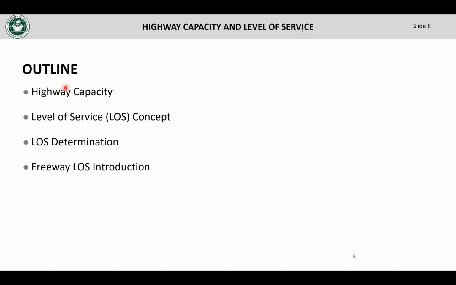This is the outline of what we're going to cover. We're going to talk about highway capacity. We need to define what that means, what level of service means. Then we're going to go over the procedure of how we're going to determine the level of service, just a brief introduction for freeways. So this is what's coming in this lecture and probably the next one.